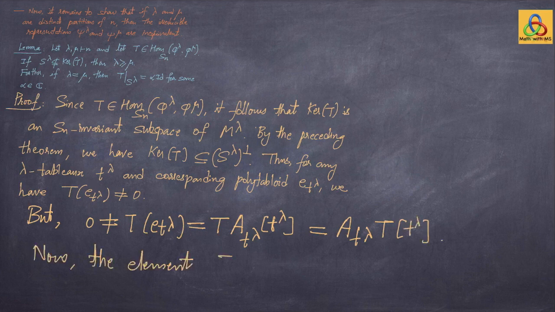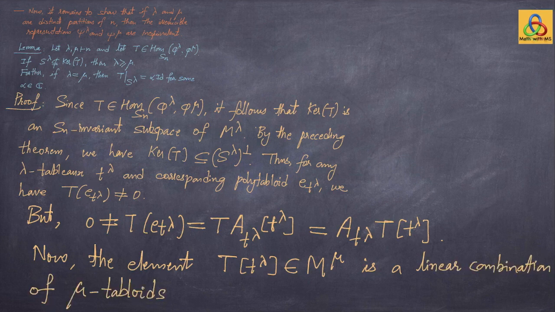Now the element T of this lambda tabloid T lambda is in the representation space of phi mu, which is M mu, and therefore it should be a linear combination of some mu tabloids. So element T of T lambda belonging to M mu is a linear combination of basis elements, because M mu is the subspace spanned by mu tabloids. But the operator A T lambda of T T lambda is non-zero, which implies that there exists at least one mu tabloid such that A T lambda of that mu tabloid is non-zero.